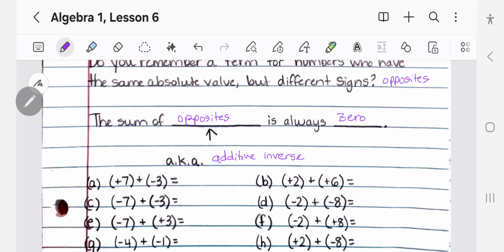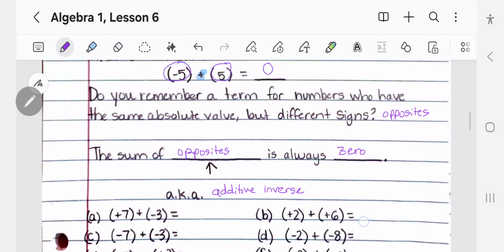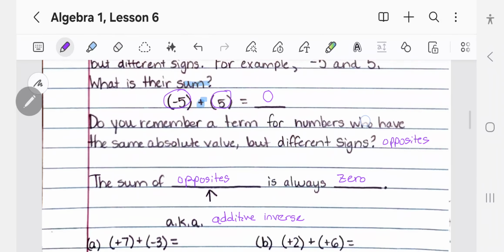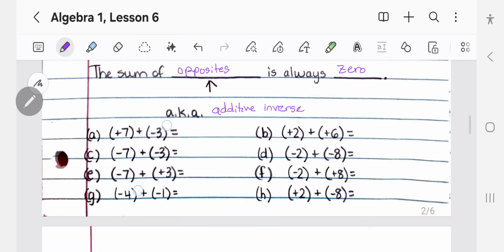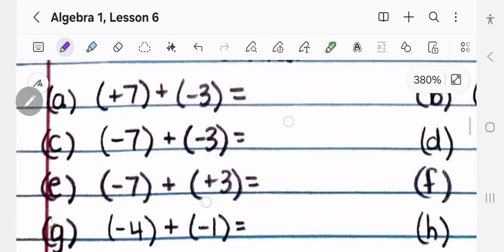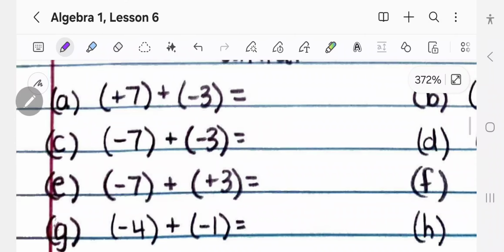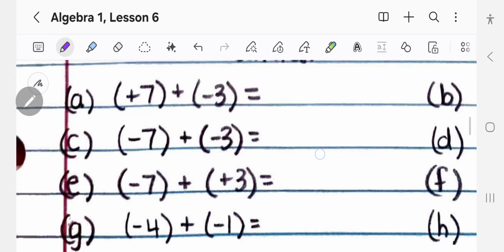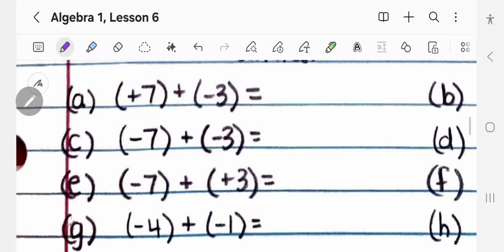So let's do some examples thinking about our rules up here, that if we add things with same signs, we're going to add their absolute values and they have the same sign. But if we add things with different signs, we're going to subtract their absolute values and take the sign of the one with the largest absolute value. Okay, and I'm going to zoom in like these, and we're going to do them. We're not going to do A, B, C, D. We're going to do A, C, E, G, and then jump over.